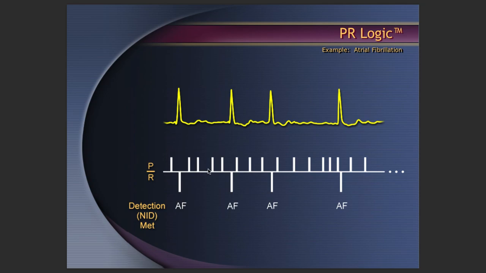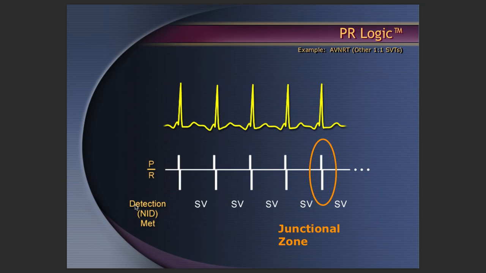There are so many A's compared to the V. However, these A's are mostly irregular. So the detection criteria is met for AF. So what is happening over here? Can someone try to say, using the PR logic?